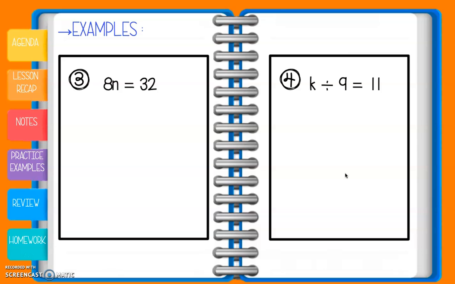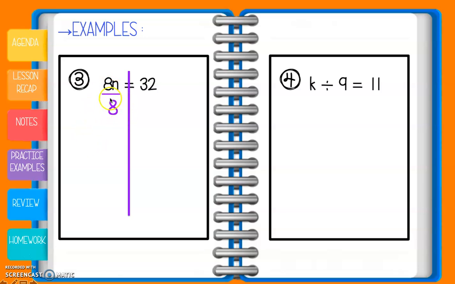Now, let's take a look at number 3. Number 3, we have 8n equals 32. First thing we're going to do is draw that line through the equal sign to remind us whatever we do on one side, we have to come over here and do on the other side. So I have 8n. We know that when we have a coefficient right next to a variable, that means multiplication. So to undo my multiplication, I'm going to divide by 8. Okay, so the opposite of multiply by 8 would be divide by 8.